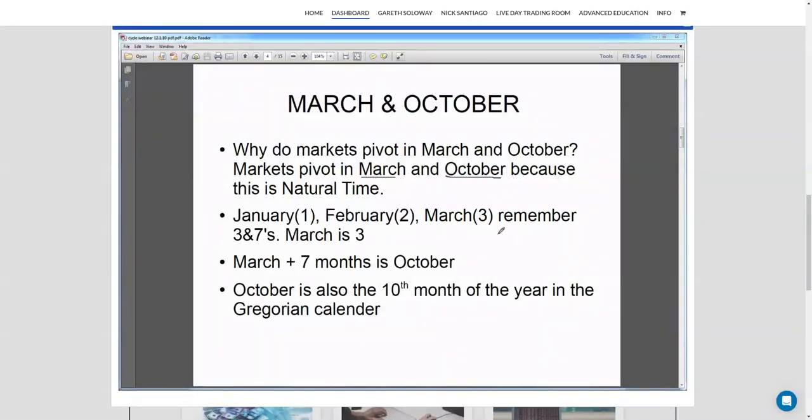Okay, October is also very important because this was harvest time. Okay, October is the 7th month from March. Okay, October is also the month where you get the most panics.